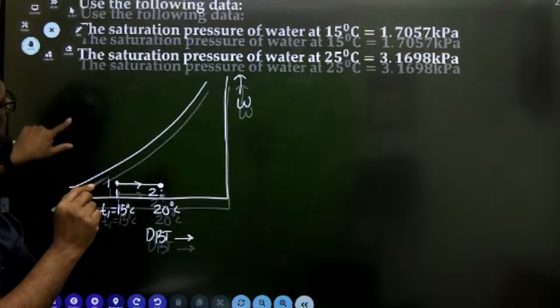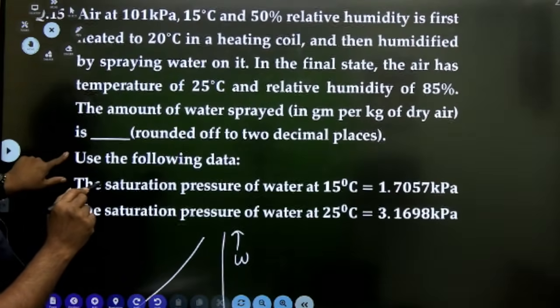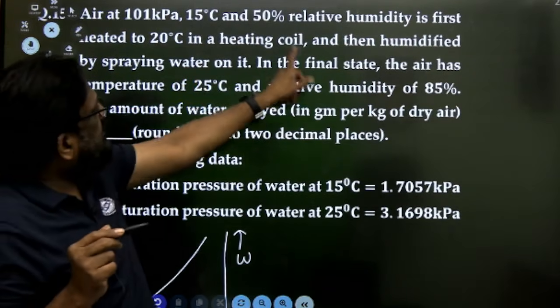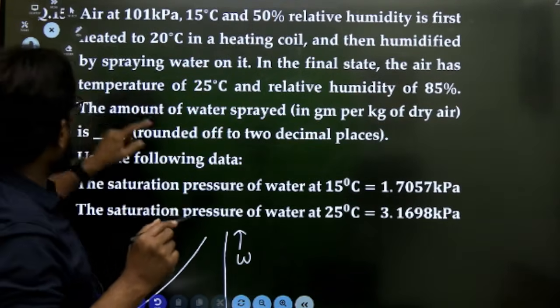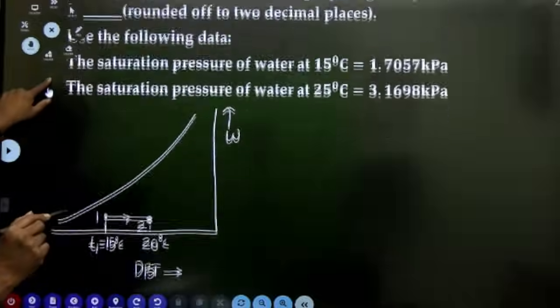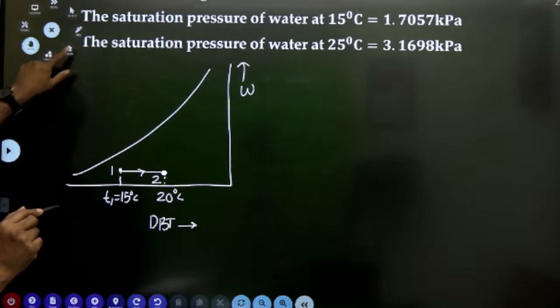Have a look once, sir. So the final temperature is 25 degrees centigrade, but the humidity is increasing from 50 to 85%. The initial humidity is 50%, to 85%. Look once.